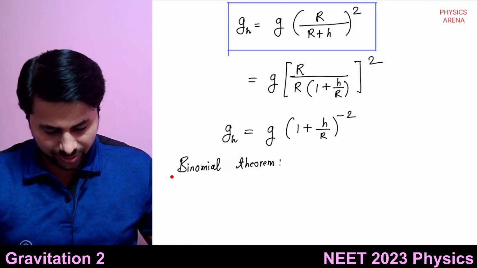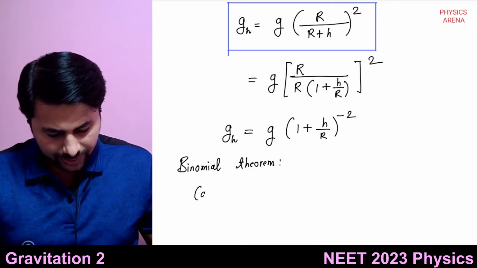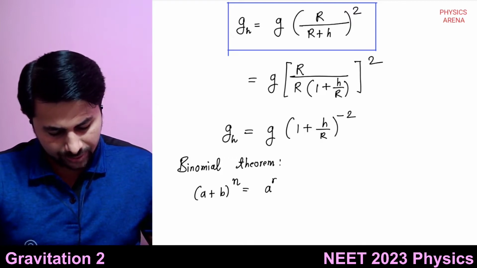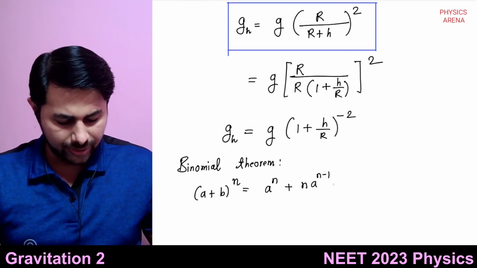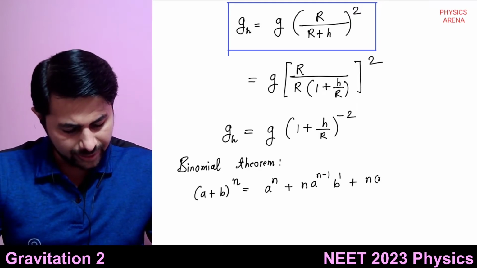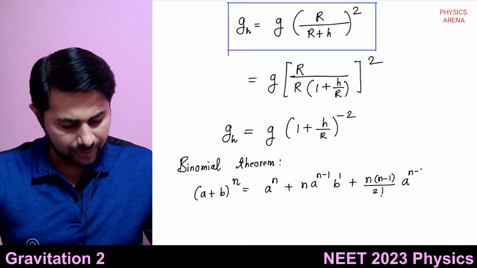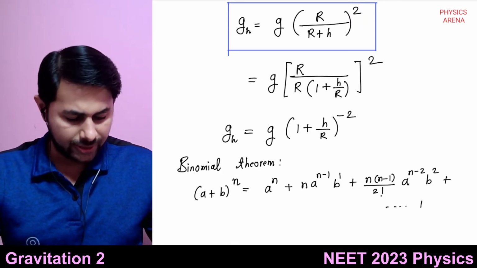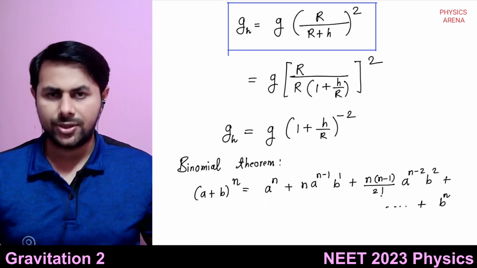Okay, so you must have studied this theorem in maths, right? So it is a plus b raised to n is equal to a raised to n plus, it is n times a raised to n minus 1 multiplied by b raised to 1, plus it is n times n minus 1 divided by 2 factorial, multiplied by a raised to n minus 2, b raised to 2, plus so on and so forth up to plus it will be b raised to n. Okay, so this is the theorem.